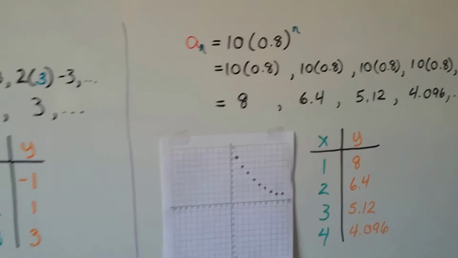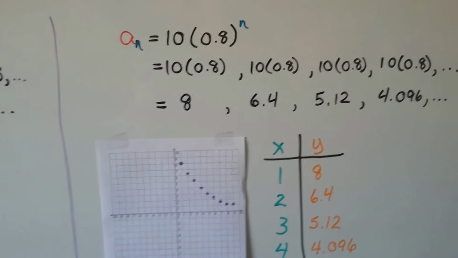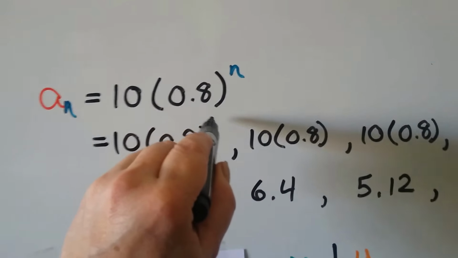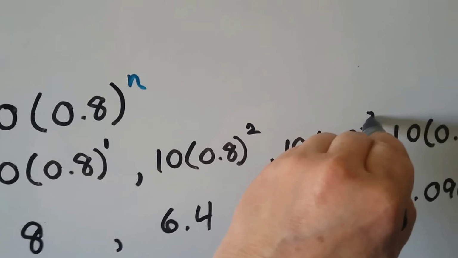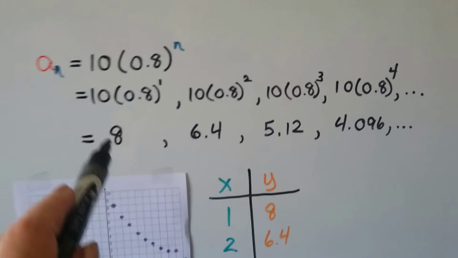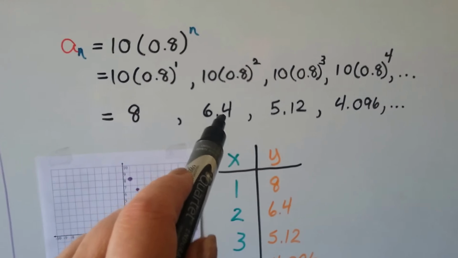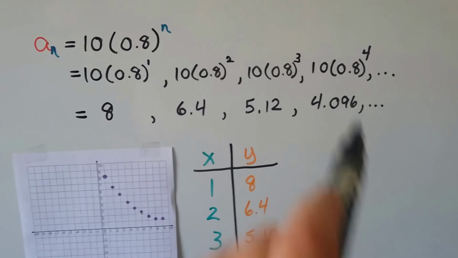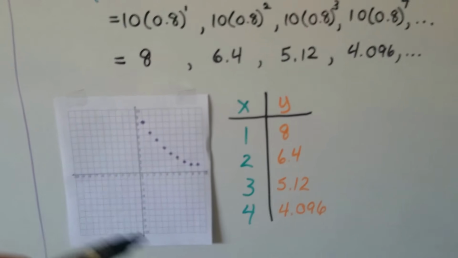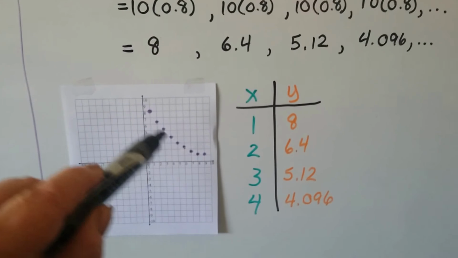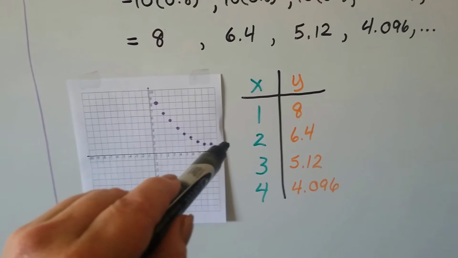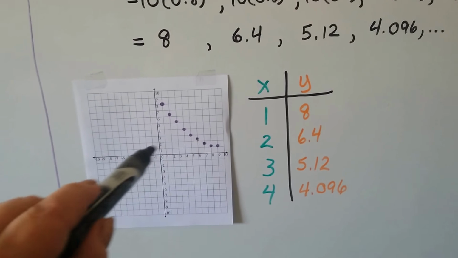Here we have a sub n equals 10 times 0.8 to the nth. So what we can do is we can put a 1 here, a 2 here, a 3 here, a 4 here. See? For the n. When we do our math, we get 8, 6.4, 5.12, and 4.096. Those will be our y values. Our x values will be 1, 2, 3, 4. And when we plot them, we can see it makes this curved line. It's approaching the x-axis, but it's curving at where y equals 1, isn't it? See that?